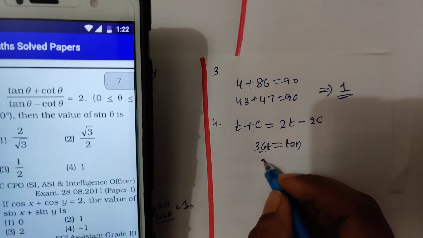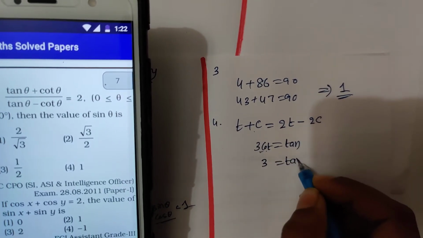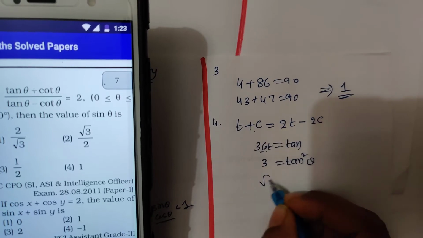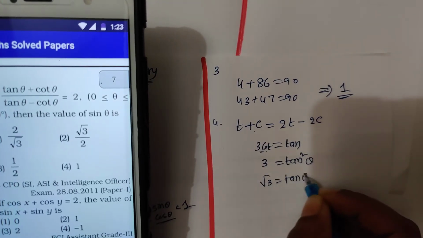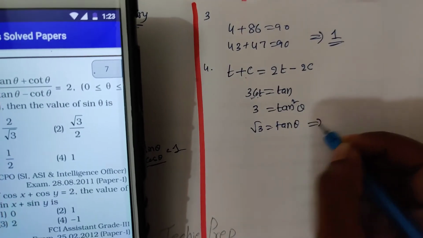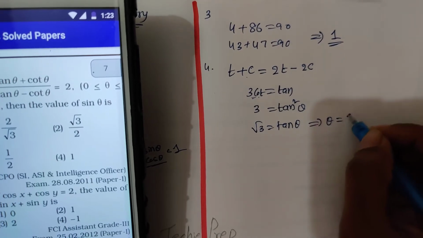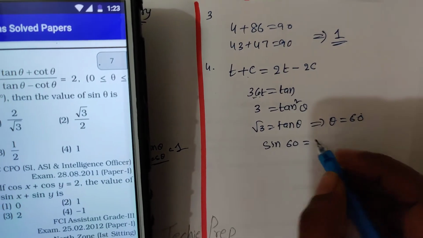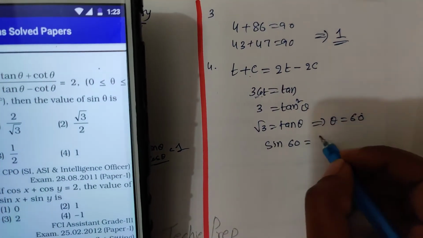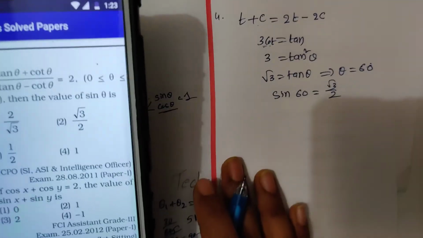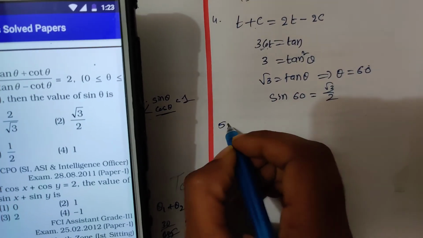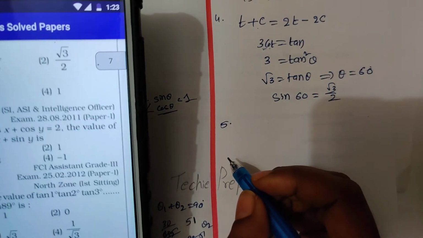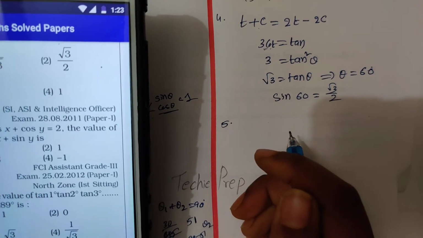This cot is 1 by tan, right? So 3 is equals to tan square theta. Root 3 is equals to tan theta. So this implies theta is 60 degrees. Sin 60 value, it is asked sin 60. Sin 60 is root 3 by 2. Okay.